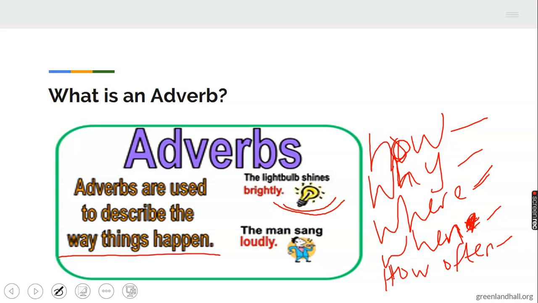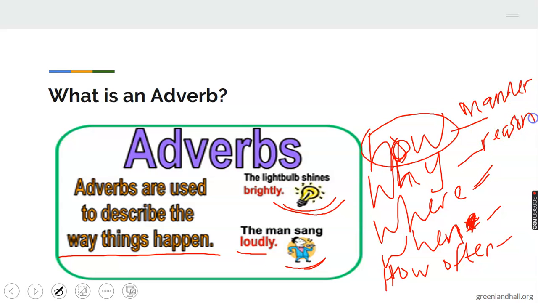You see, the man sang loudly. Look at the man singing. How did he sing? Answer the question, how. This tells us about manner, how an action is being done. Why? That's the reason or the cause. Then where? That's the place. When? That's the time. How often? Talks about frequency. Do you understand? Okay, so don't worry, I will be explaining all this to you in the slide. Just come along with me and pay rapt attention as I explain the topic very well to you.